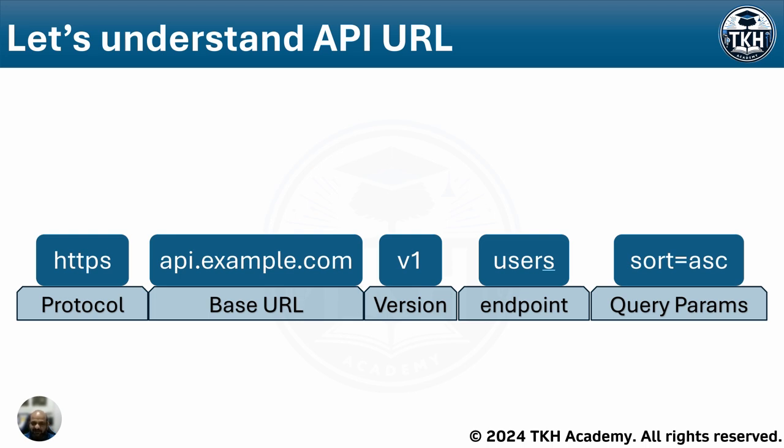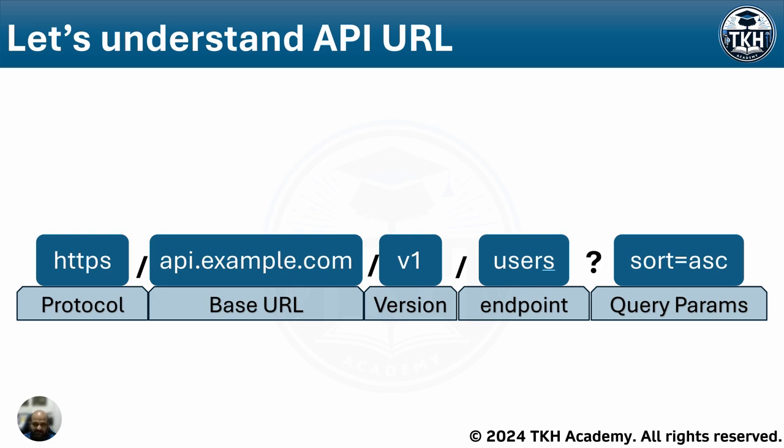Everything goes in the query params. And essentially, how do you concatenate them? All the elements, protocol, base URL, version, endpoint, are concatenated using a slash, but the query params will be concatenated using a question mark. And then if you want multiple query params, you can put an ampersand sign in between.